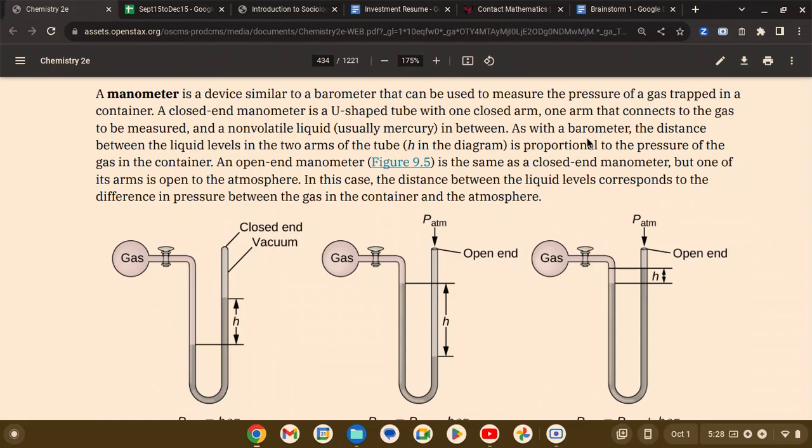An open-ended manometer is the same as a closed-end manometer, but one of its arms is open to the atmosphere. In this case, the distance between the liquid levels corresponds to the difference in pressure between the gas in the container and the atmosphere.